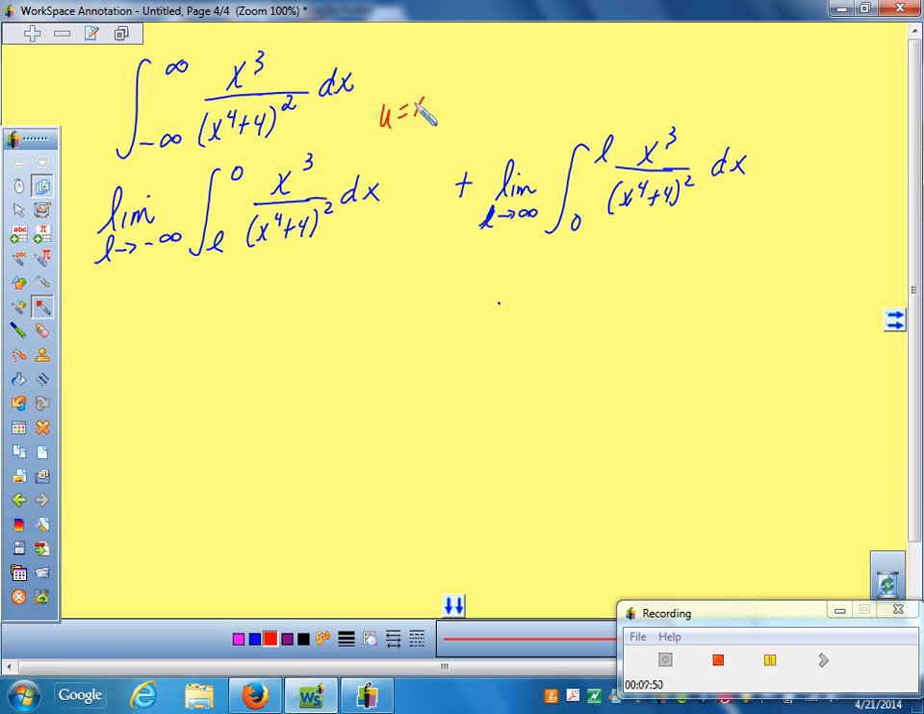So u is x to the 4th plus 4, which means du is a convenient 4x cubed. Golly gee, do we like that. Oh, we love it. Particularly when we have an x cubed sitting in our problem, we sure love that. Okay, so I have x cubed over u squared du over 4x cubed. Cross out those x cubes.